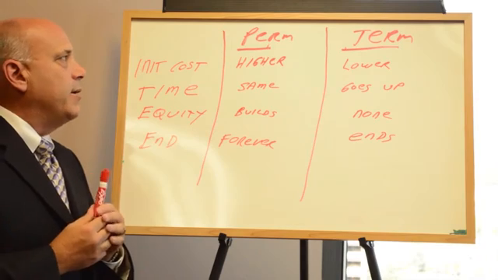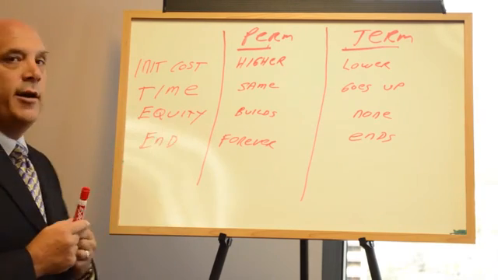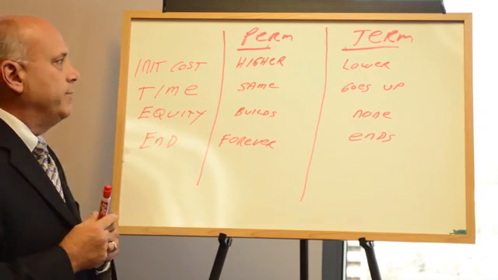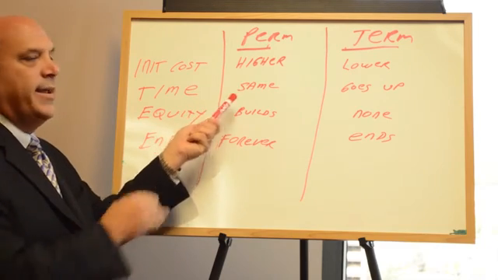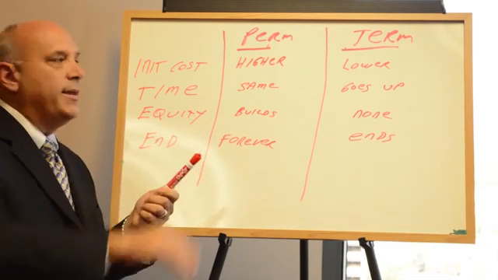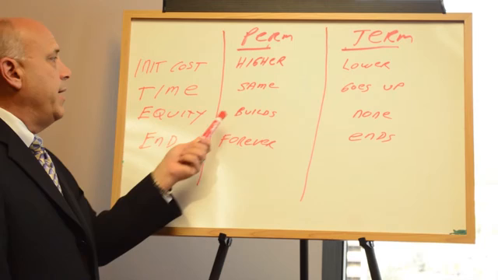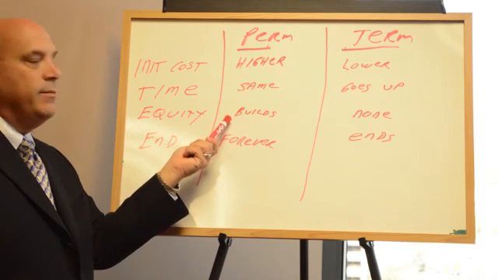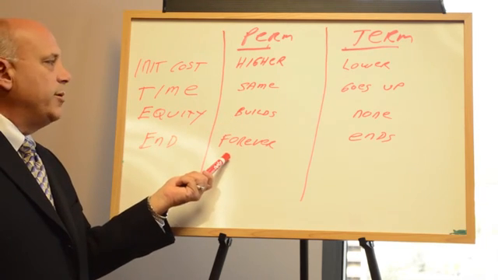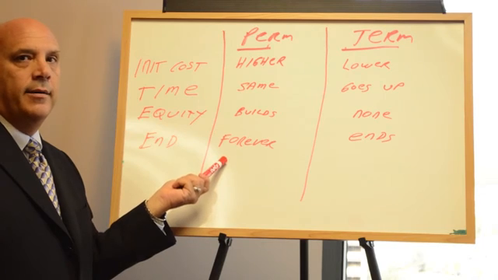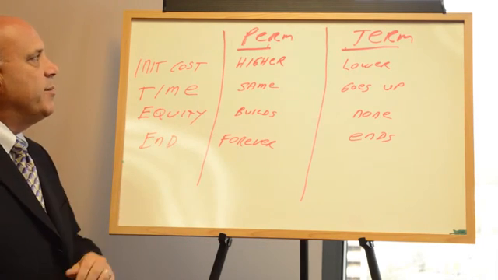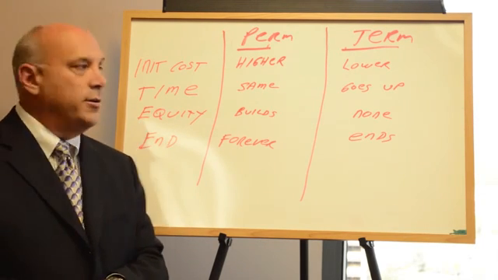Now let's look at permanent insurance. It costs a little more from the beginning. Over time, it's the same payment throughout the entire policy. It builds lots of equity, and if sold properly, it never goes away. That is the difference between permanent insurance and term insurance.